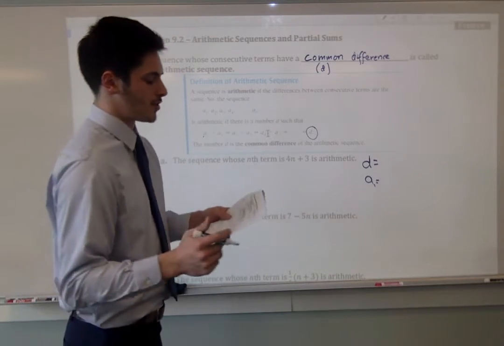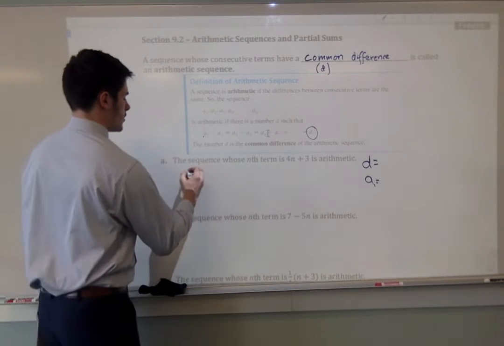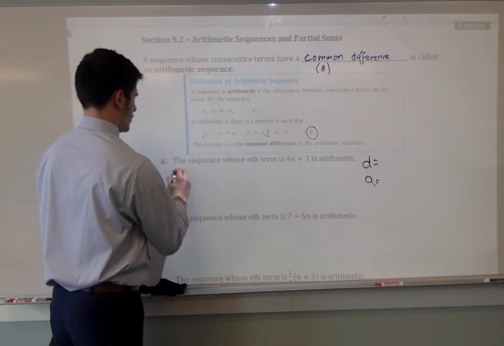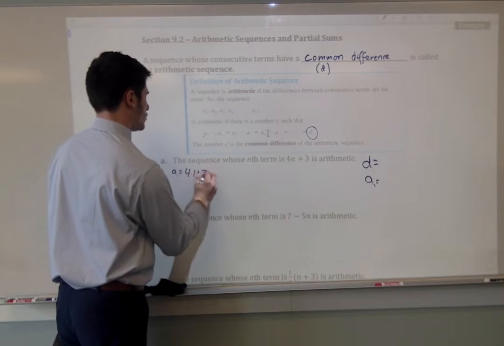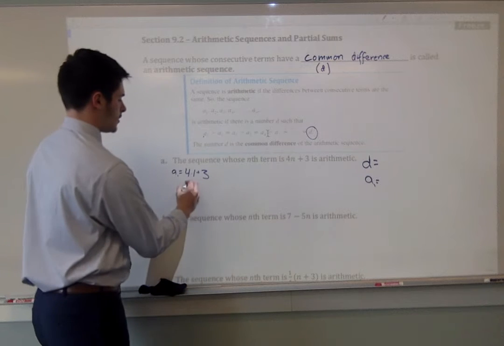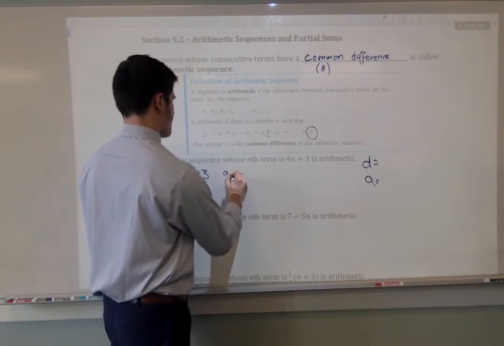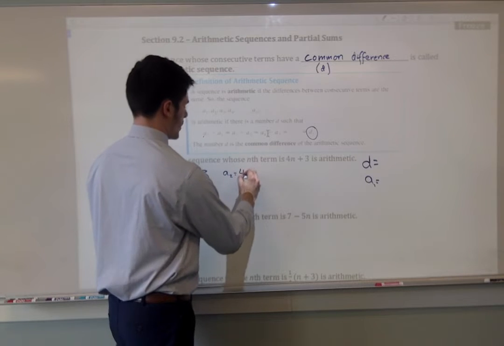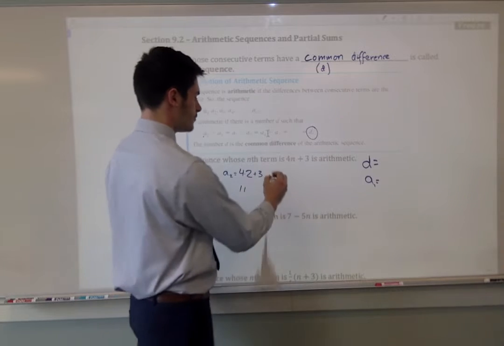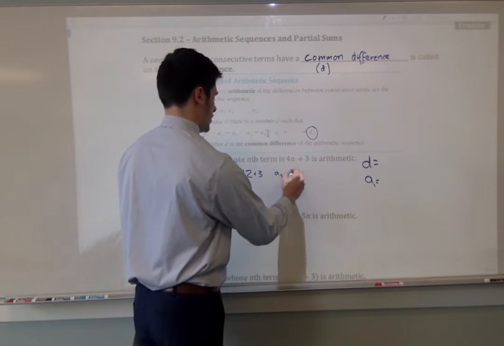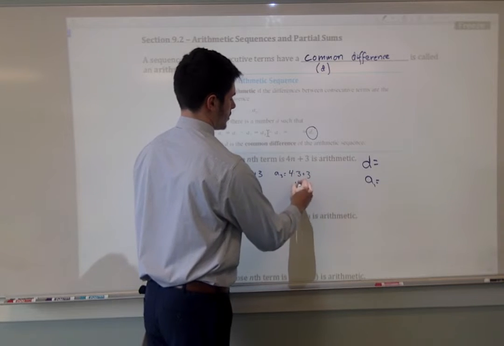So the sequence whose nth term is 4n plus 3 is arithmetic. So we're going to choose the first term. A1 equals 4 by 1 plus 3. That ends up being 7. A2 equals 4 by 2 plus 3, and that equals 11. A3 equals 4 by 3 plus 3, and that equals 15.